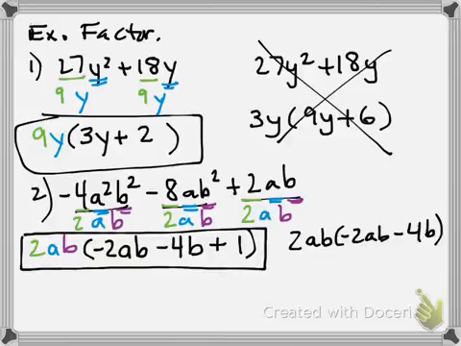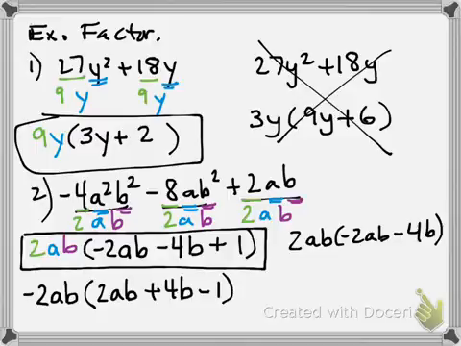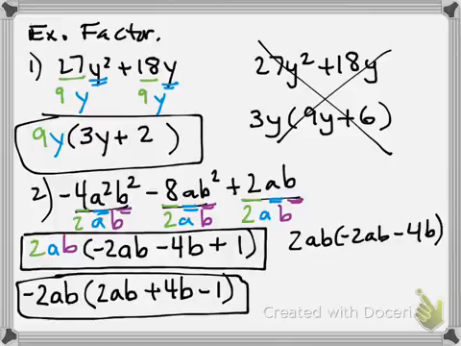Okay? Now, there's a secondary answer to this problem with a slightly different GCMF. How could I alter my GCMF for this problem? Yeah, I could pull out a negative. This is also an acceptable answer. If I pulled out negative 2ab, how's that going to change the remaining polynomial? All the signs are going to flip. So a negative 2ab becomes a positive 2ab. A negative 4b becomes a positive 4b. A positive 1 becomes a negative 1.